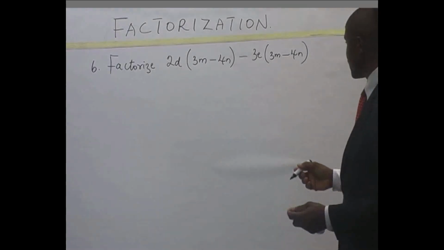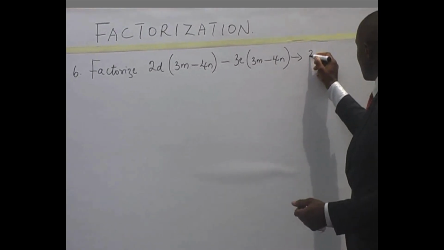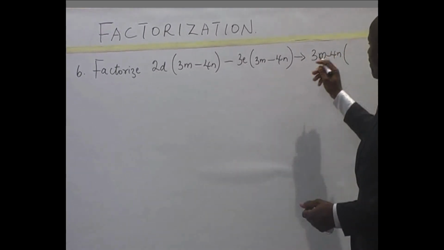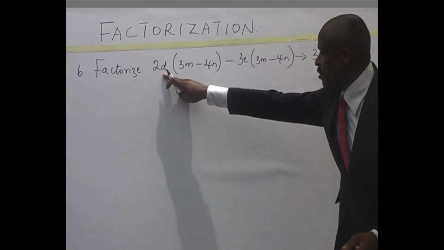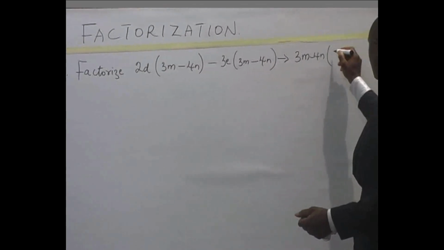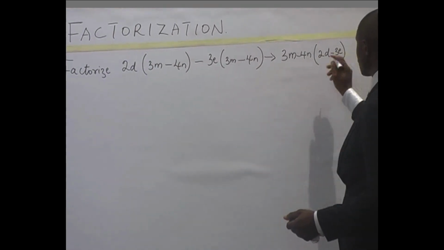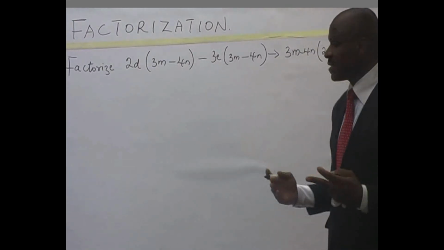What I mean is this. Factorizing this could have also been 3M minus 4N, what I have inside the bracket, then into what I have outside the bracket, 2D minus 3E. Leave this here. Let's go by our normal process now.